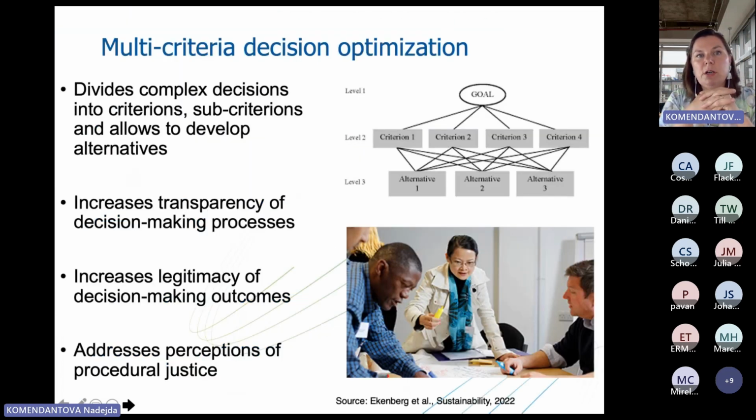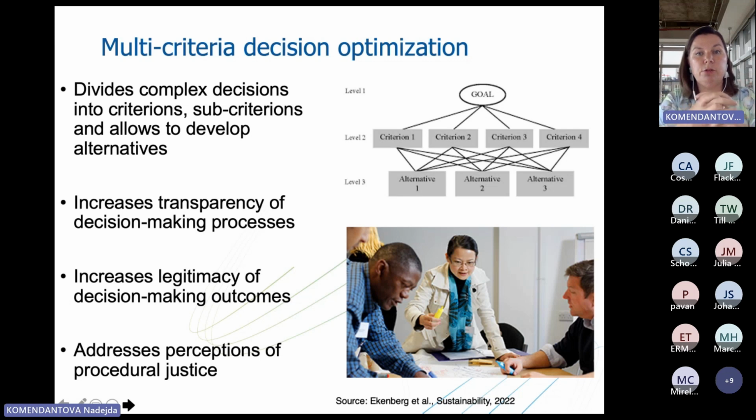So here you could see the arguments for multi-criteria decision optimization and why we are applying it in policy, such as, for example, that MCDA helps to divide the complex decision-making process into certain criteria. It also helps to include transparency of the decision-making processes, because then you could see what matters for which criteria at which step.